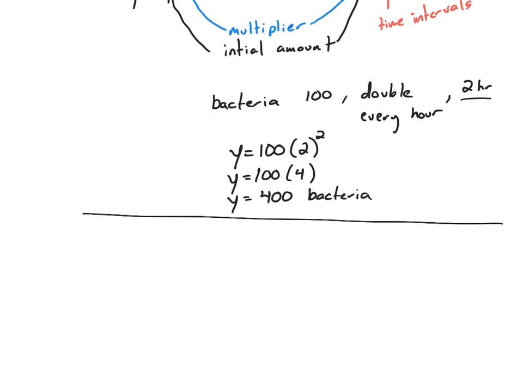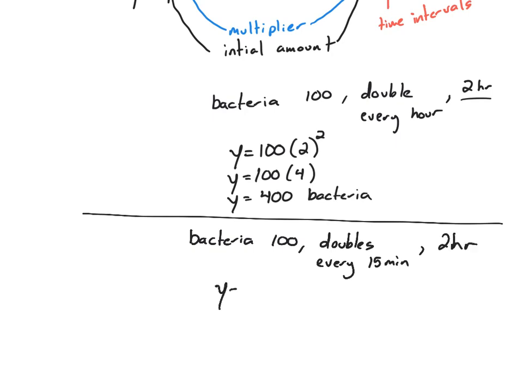Now I want to take a look at one more, just because of the time interval piece. So let's say again we start with 100 bacteria. Actually, instead of doubling every hour, let's say it doubles every 15 minutes. And then we'll still go 2 hours. So if I'm going to set up my equation, I still have y is equal to, my initial amount is still 100.